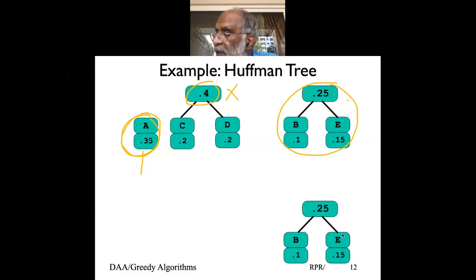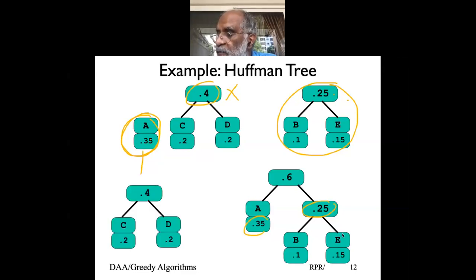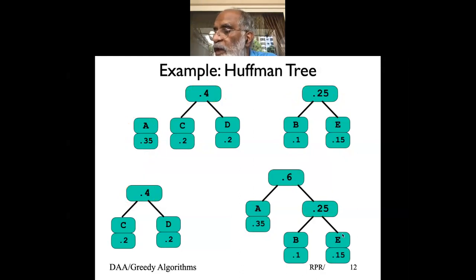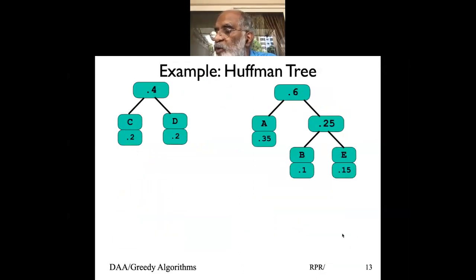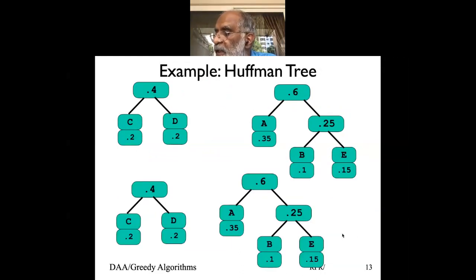So I take BE, I take A, join them, and the weight becomes 0.35 plus 0.25, which is 0.6. And now I have another tree, which is CD, which comes here with 0.4, and I'm left with only 2. So my two trees with the lowest weight are 0.4 and 0.6. Join them together. When I join them together, that's the tree I basically get.